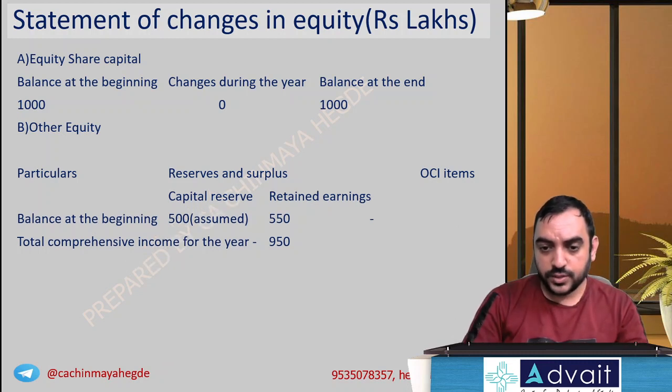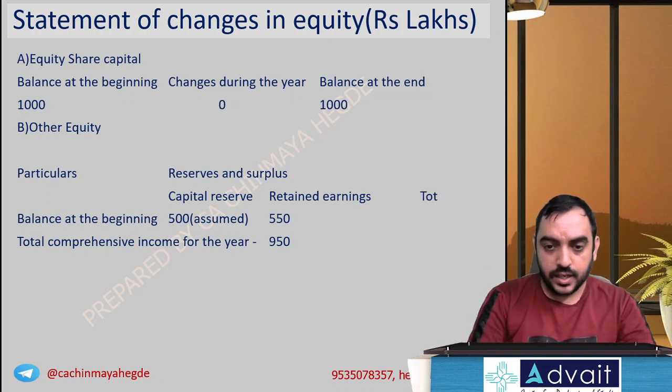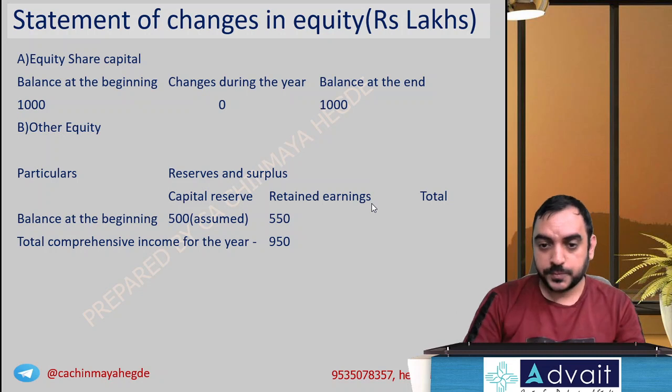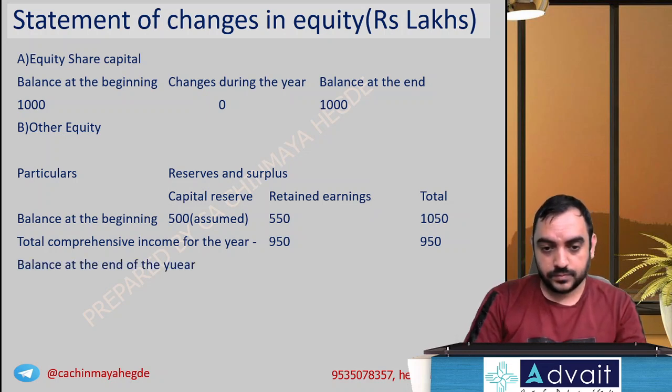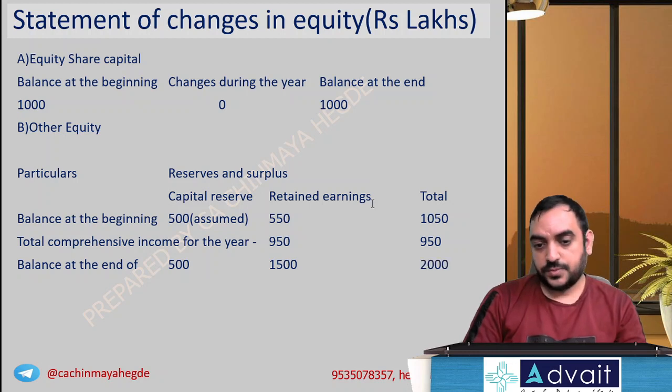Okay, I'll eliminate OCI items. I've shown you for your reference. You can write blank. I'll write one total for reserves and surplus. So 1050 was the opening, 0 and 50. The 950 is the addition. Balance at the end of the year. So 500 here, 1500 here, 2000.